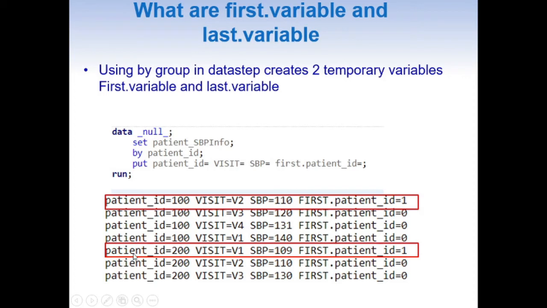And in the case of 200, again we have 3 observations, but if you see the very first one, it has first.patient_ID equal to 1. That simply means that this is the first observation for this particular group. I have also highlighted both of the first observations for each patient_ID in red color.